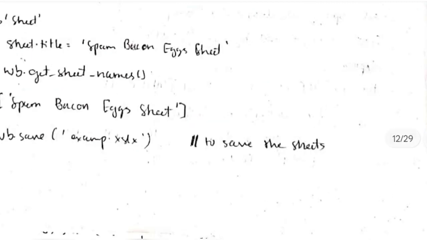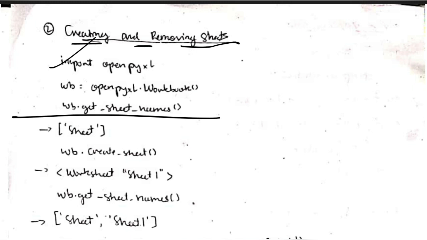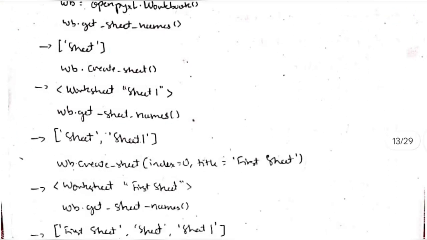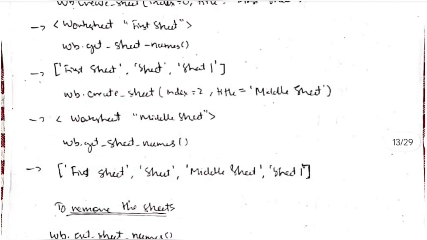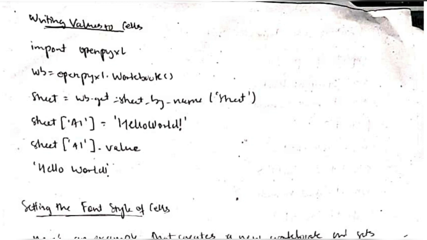And finally, if you have to save, we will be using wb.save, okay. The next one is creating and removing sheets. Okay, so we'll be importing the module and get the sheet here, and to create a sheet we'll be using the function dot create underscore sheet, and to remove we'll be using the function remove sheet.